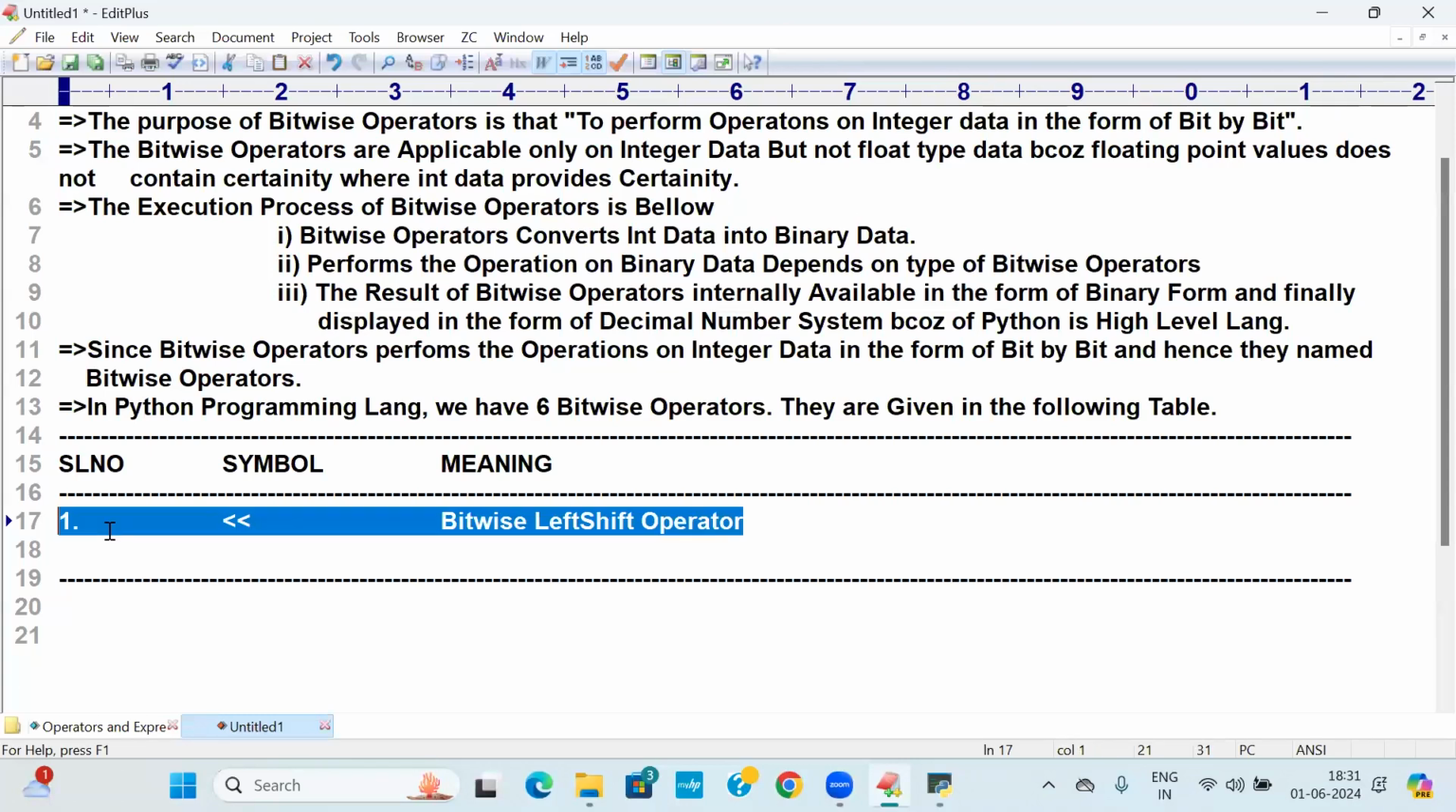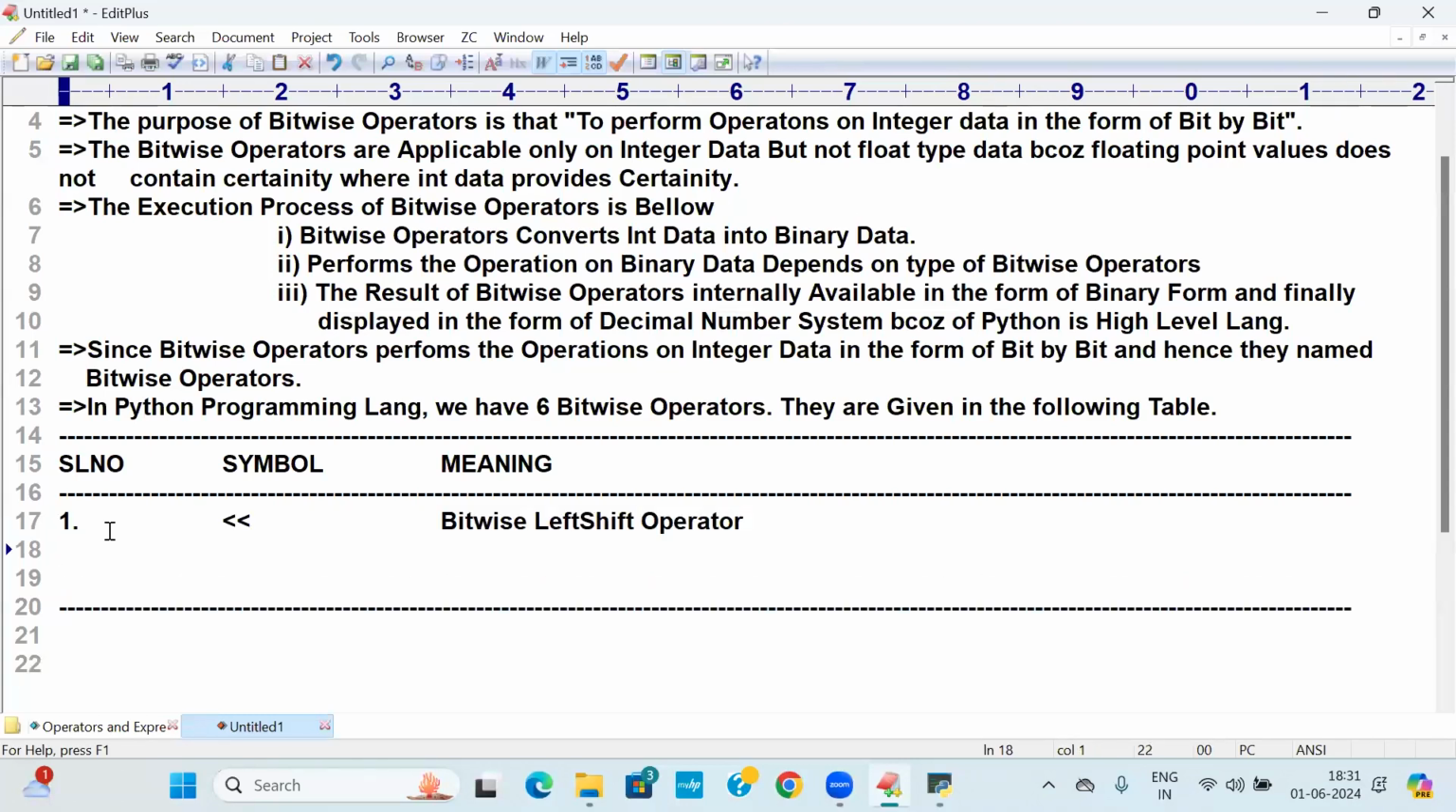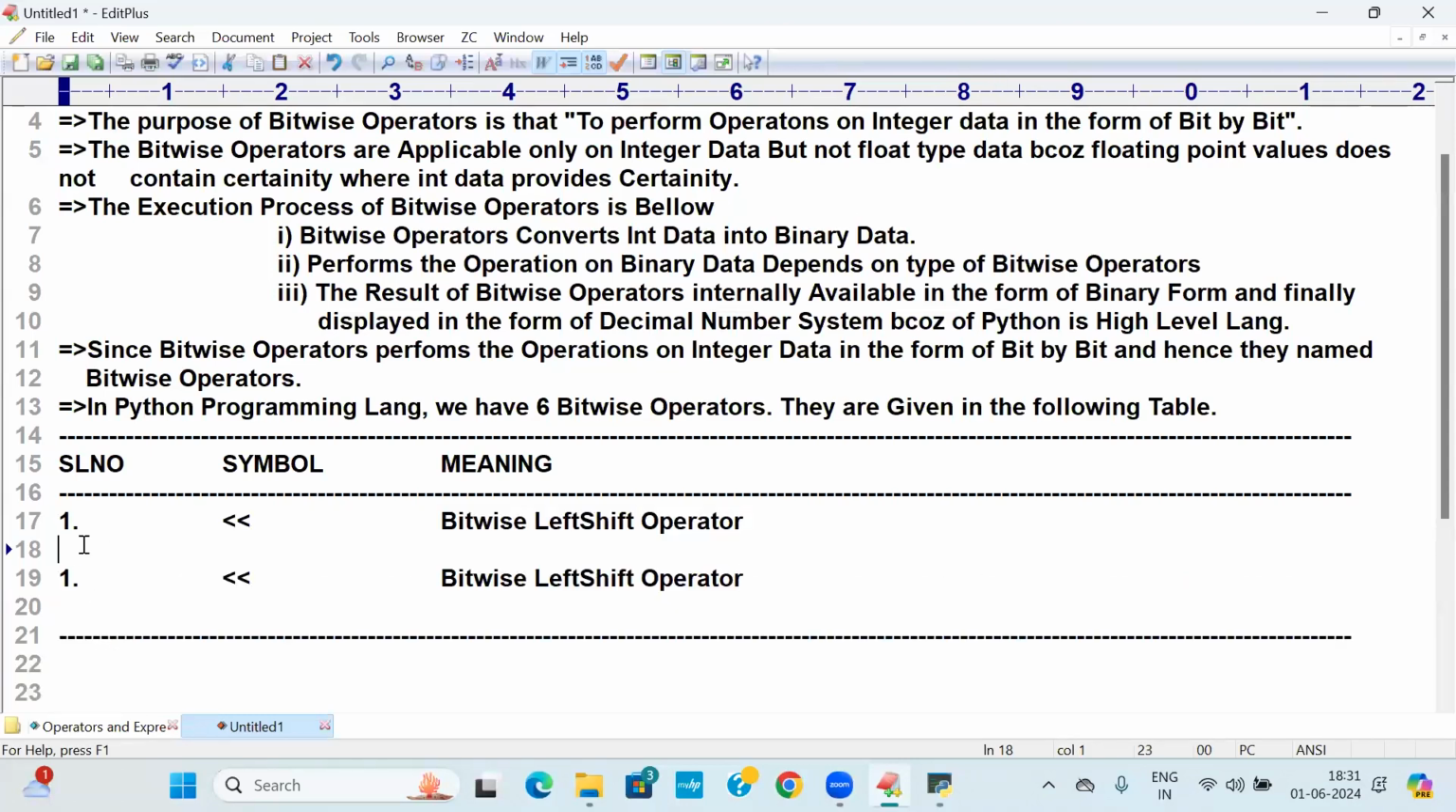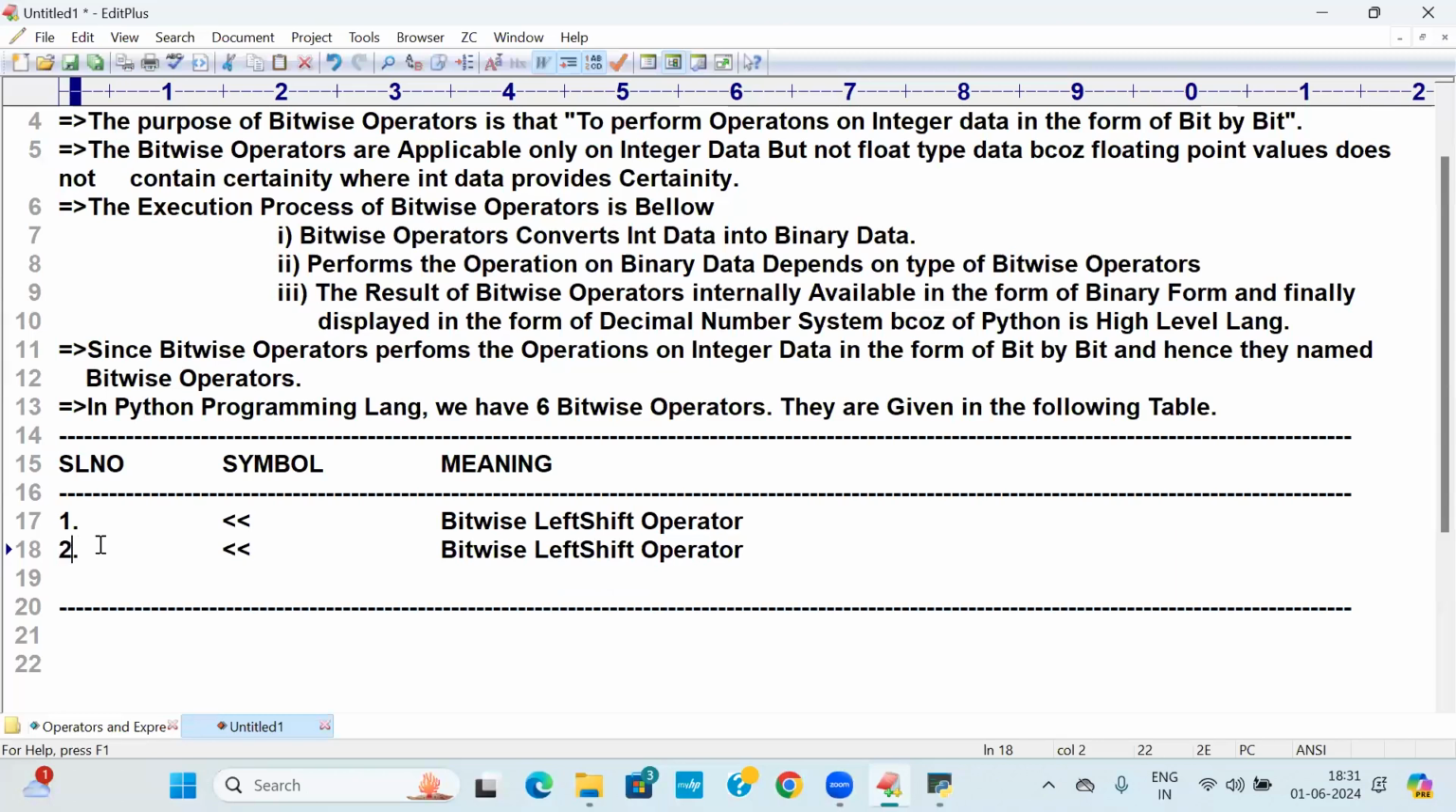Next, I am going to introduce the second. What is the second? Bitwise right shift operator. Two is called what? Right shift operator. Left shift operator here. Okay.